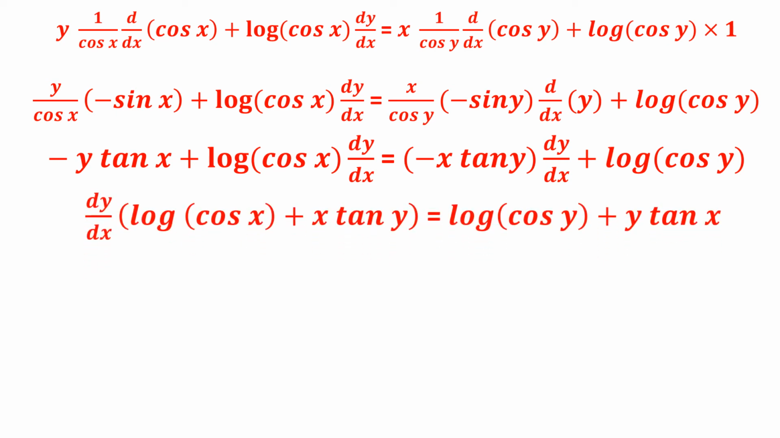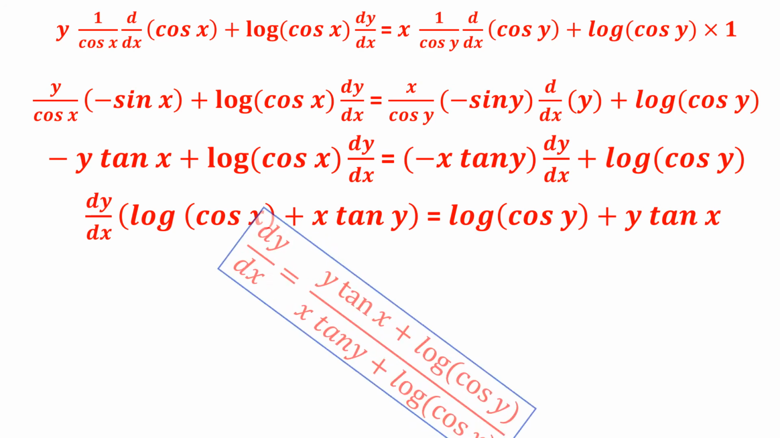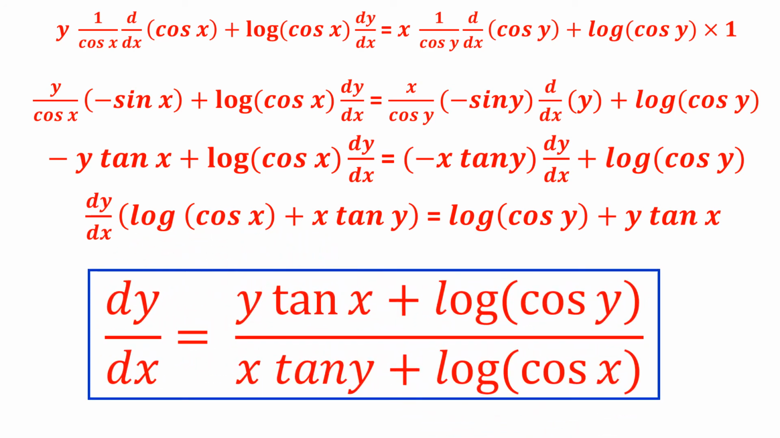dy by dx multiplied by log of cos x plus x tan y is equal to log of cos y plus y tan x. Now you've got the answer. dy by dx is y tan x plus log of cos y by x tan y plus log of cos x.